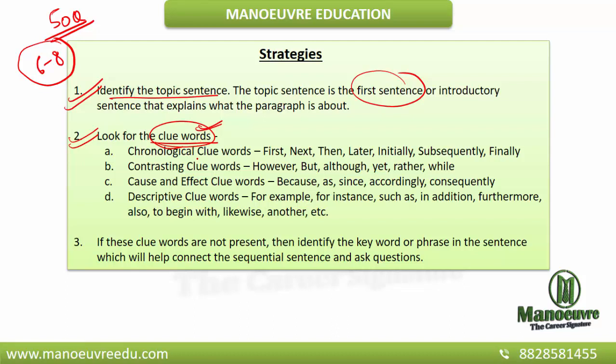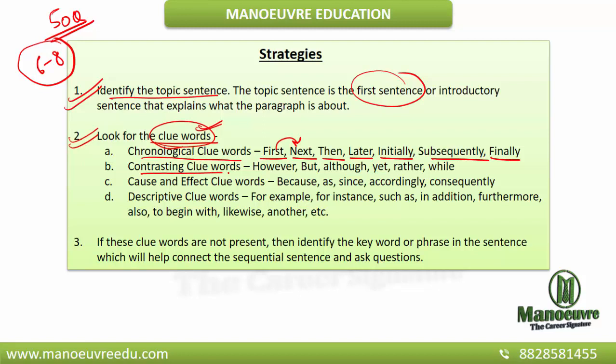Now the clue words can be chronological clue words, right? So you can have a statement beginning with first and then have a statement saying next. So of course this follows in line. Again, something like then, later, initially, subsequently, finally. Words like these can be your big clue words. They can help you identify the sequence in which the statements are formed, right?